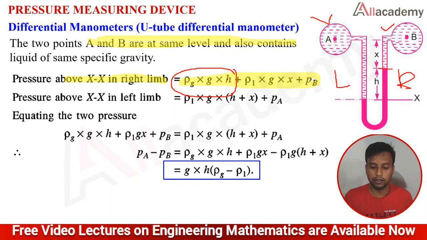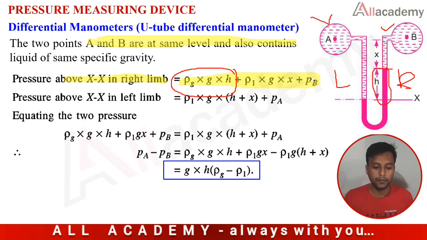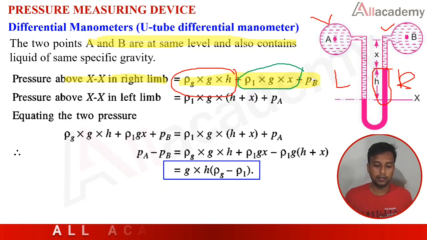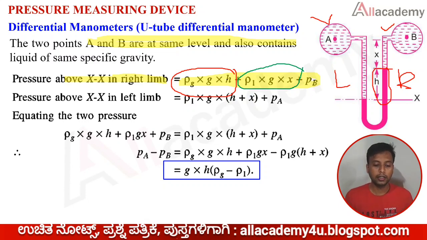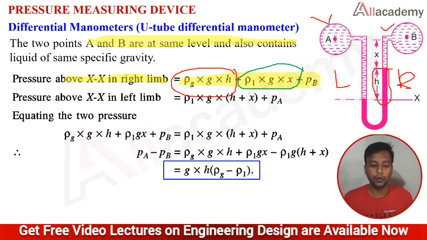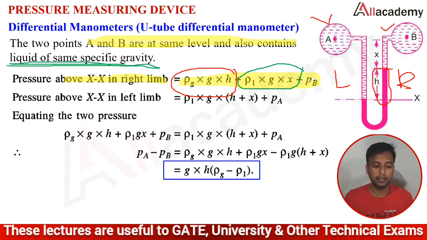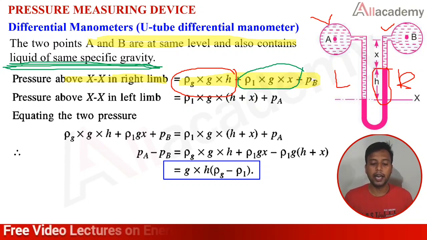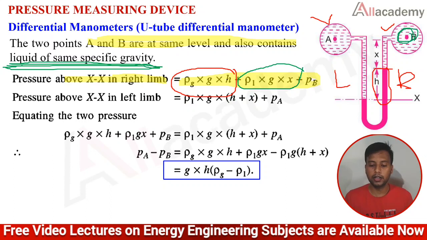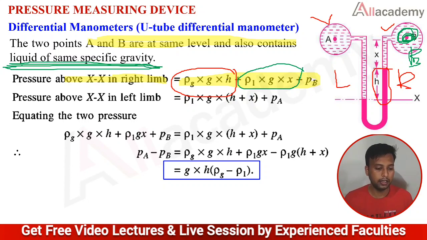So this particular section, and this portion is another fluid that we are seeing here. So this is PA plus x into g into rho 1. Rho 1 means it is the same liquid at the same height. I have to mention that when they have the same type of liquid at the same height, it is rho 1 g x plus PB, which is an unknown pressure at this point. So this is PB. Okay. Now similarly, at the left limb, what is the height?